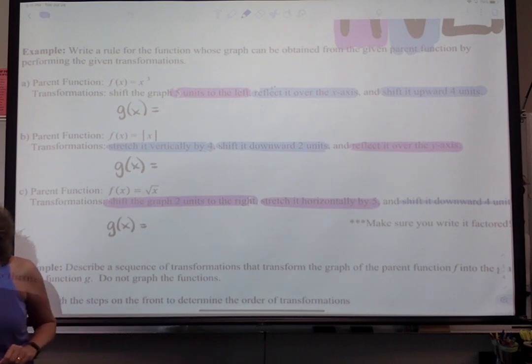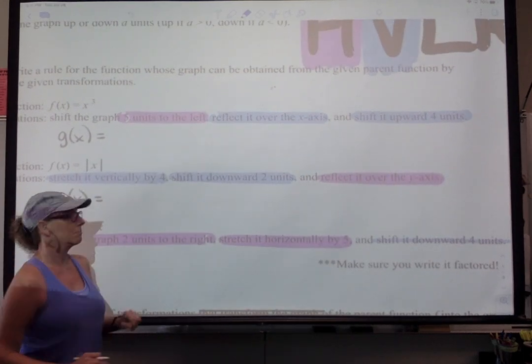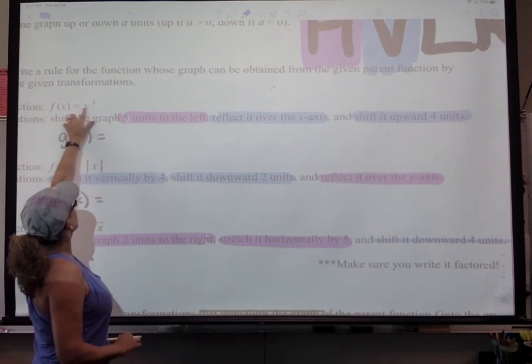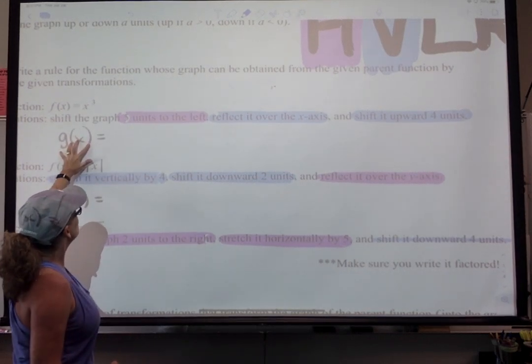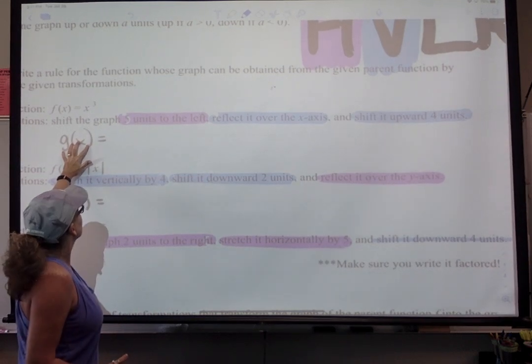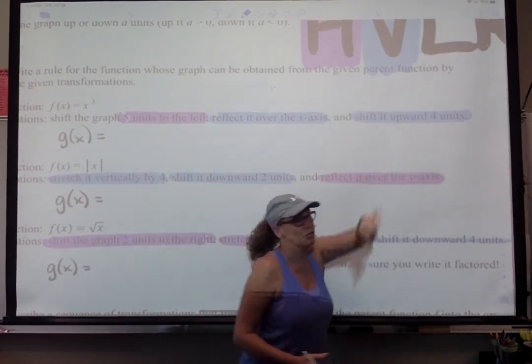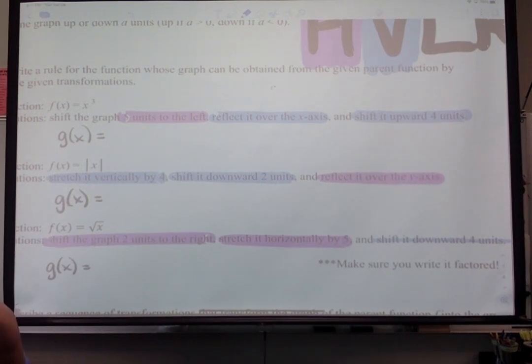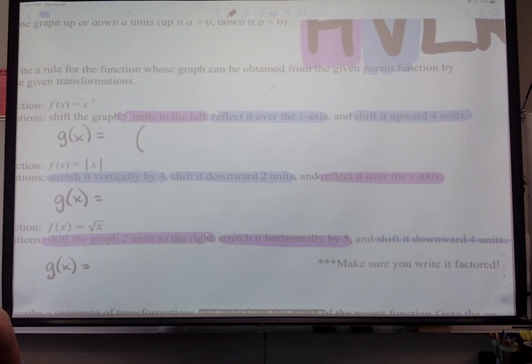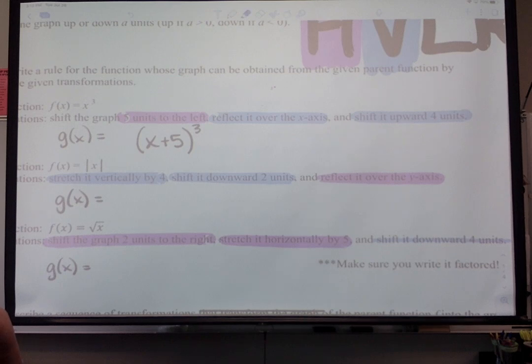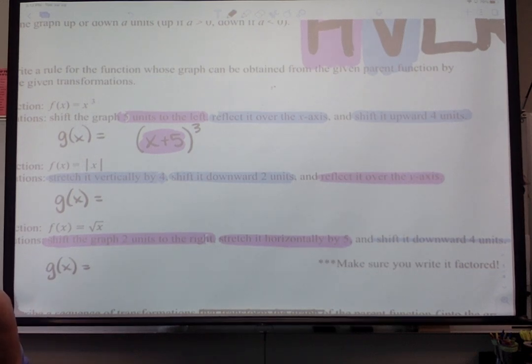Again, if I'm going too fast, pause it, copy down, catch up. I'm going to take this f of x, my basic cubic, and make a new function, so I gave it a new name, by doing this, this, and this to it. Here I go. 5 to the left. That's inside. That's what 5 to the left should look like. And then reflect it over the x-axis. X-axis, that's vertical. And up 4. There you go.